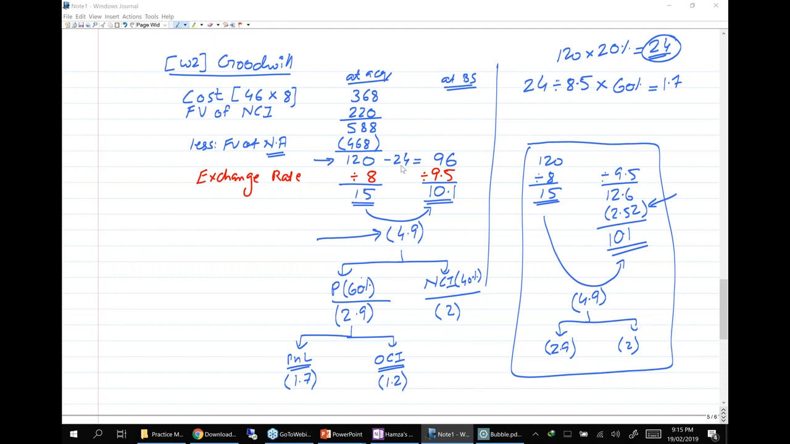In case of a foreign subsidiary, no, in all cases, not only in this case, in all cases of foreign subsidiary, we are going to calculate the impairment in the foreign currency.